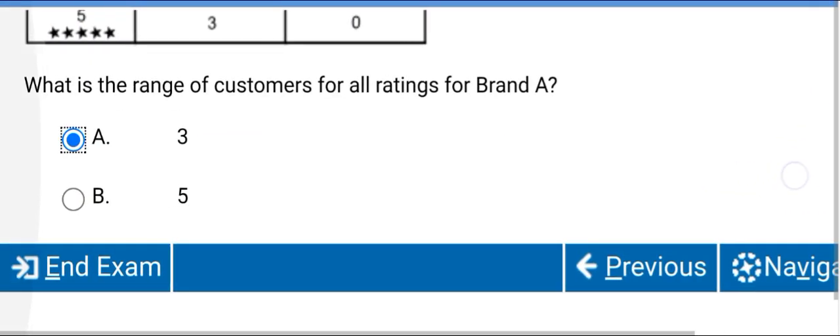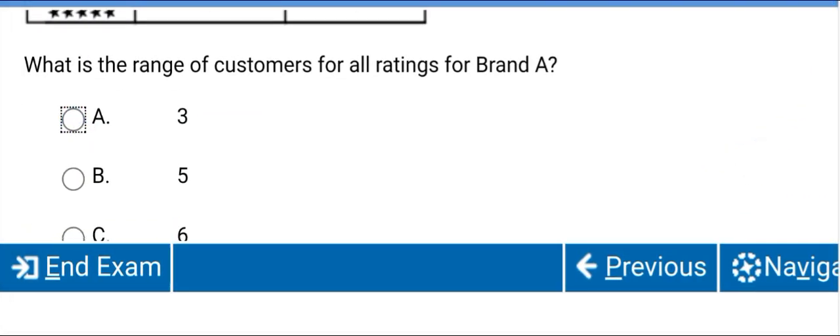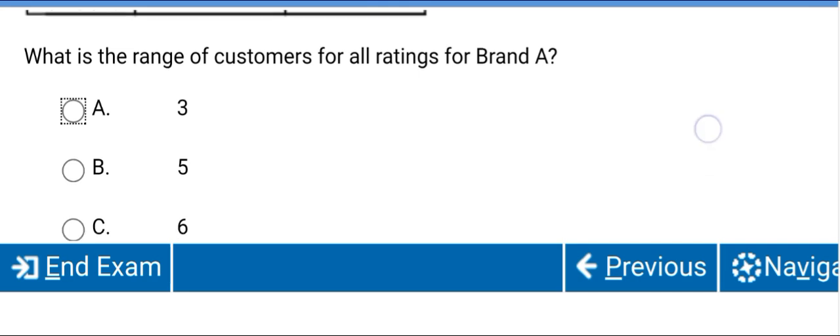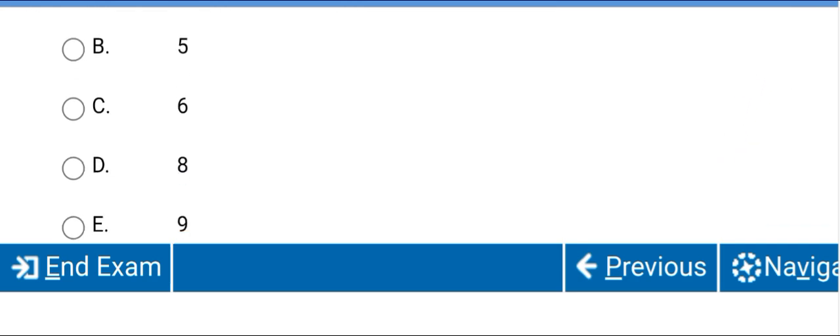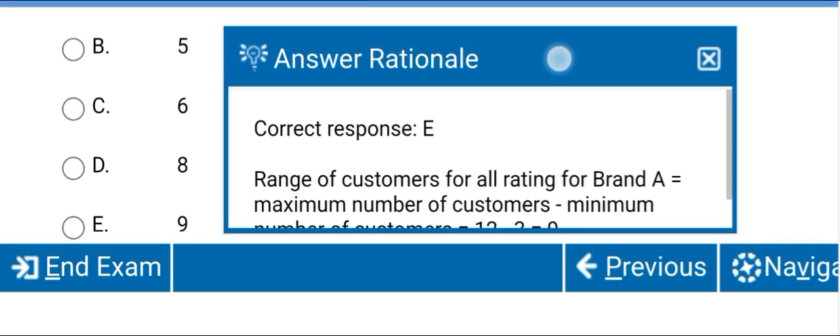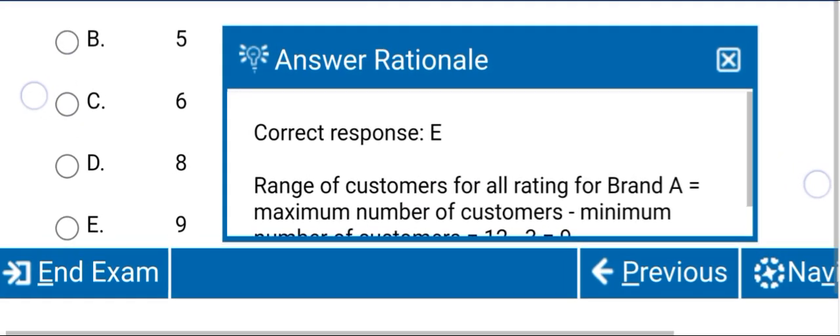What is the range of customers for all ratings for brand A? Option A 3, option B 5, option C 6, option D 8, option E 9. So the correct response is option E, that is 9.